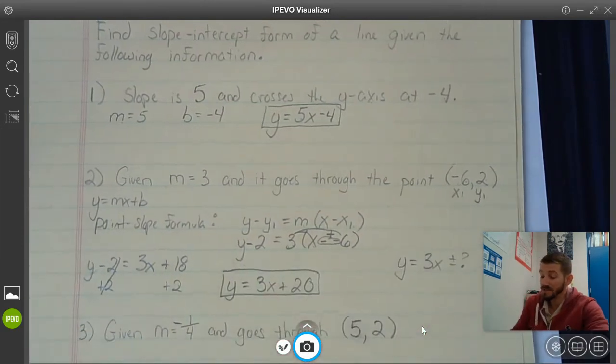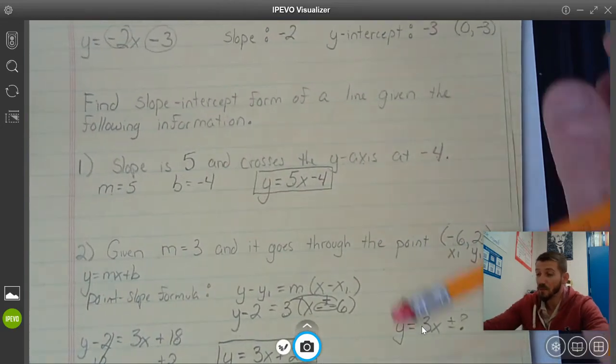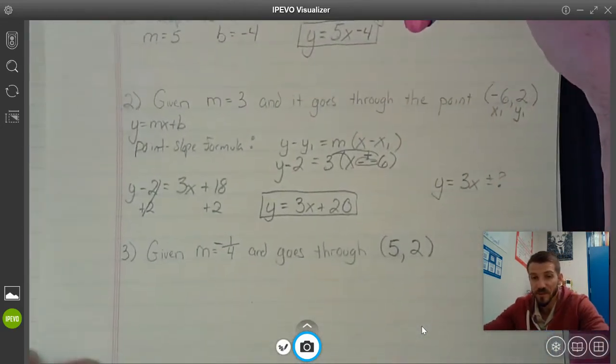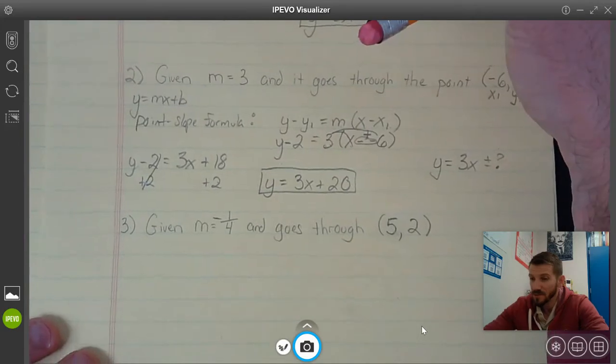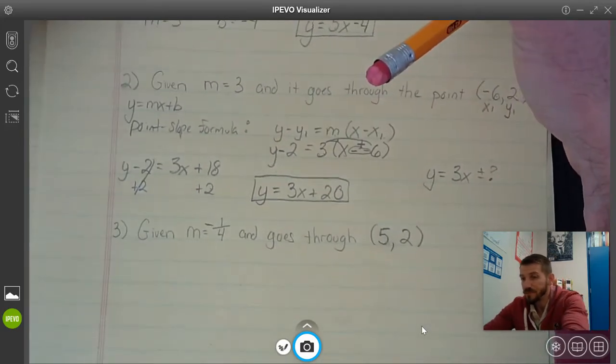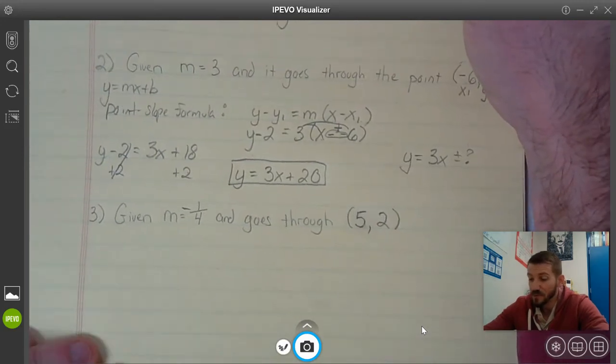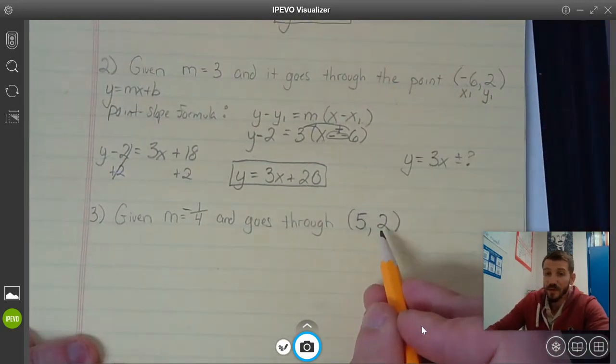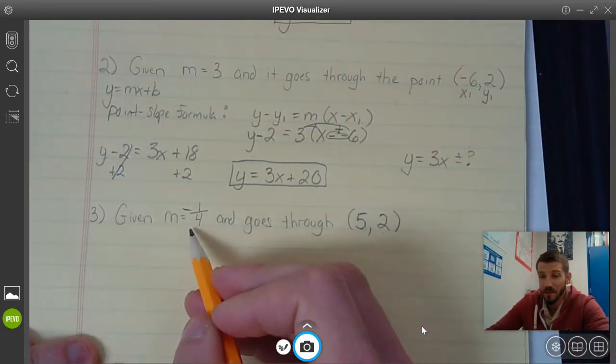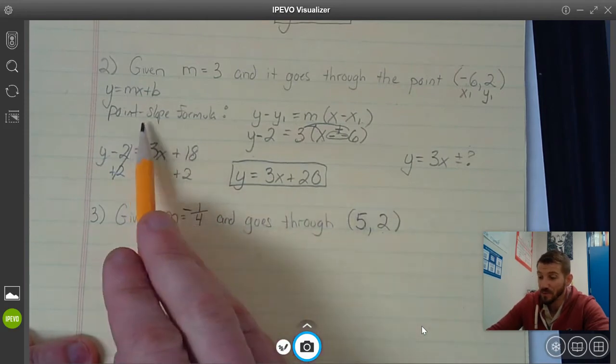Okay, I decided to put a problem in here that was ugly, which is this next one, because sometimes not all problems are really pretty. And we're going to solve it the exact same way. So again, they give you a point and they give you a slope. So automatically we're going to use the same point slope formula.